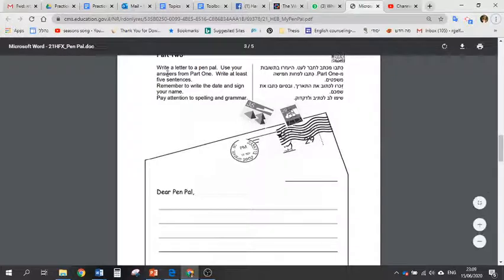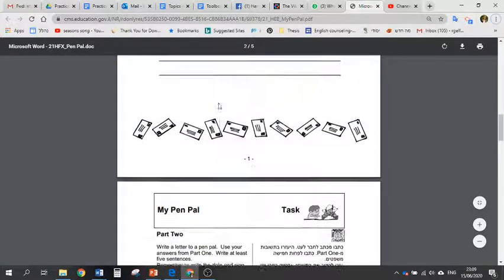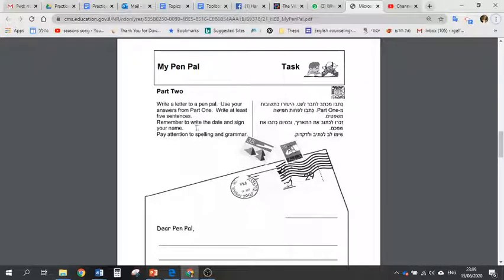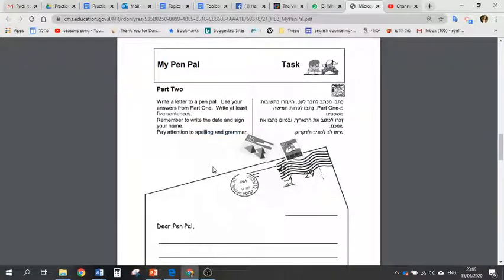Part 2 is writing the letter. They need to use the answers from part 1 and they need to write at least 5 sentences. They need to remember to write the date and sign their name. Of course, pay attention to spelling and grammar.